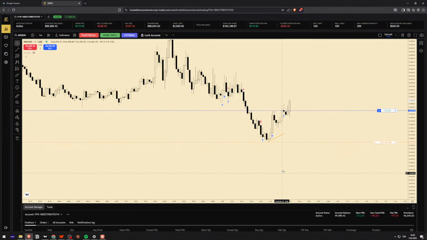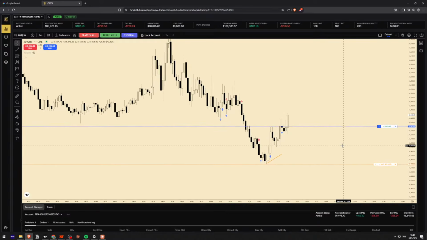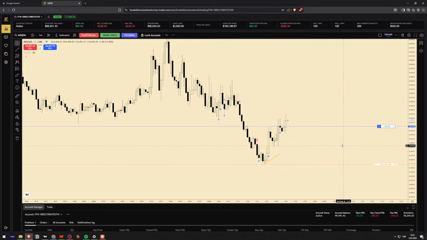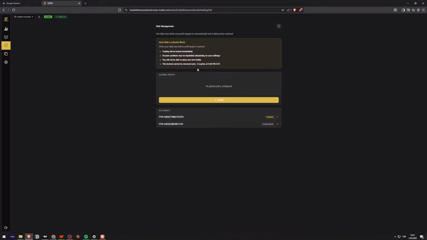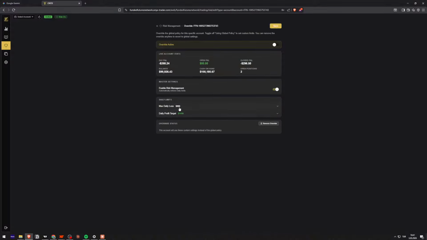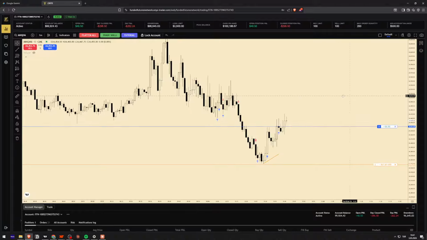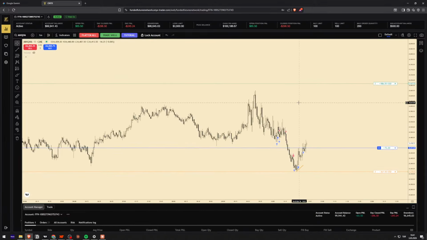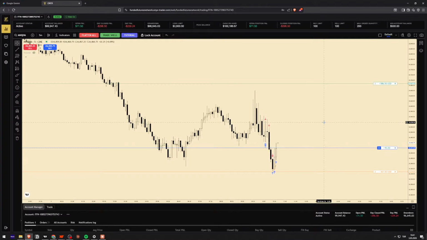But this time I'm not going to add because the account is already small. Maximum drawdown is about 3k, 306,000, and I already lost some. I already lost 300, and my maximum daily loss for this account is $800, I guess. Let me check it. This one, yeah, max daily loss is 800. So I'll just wait.